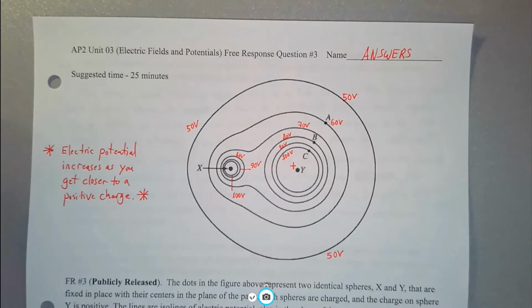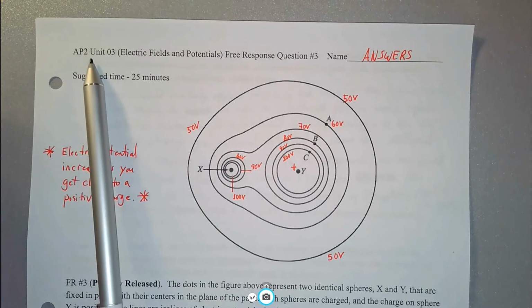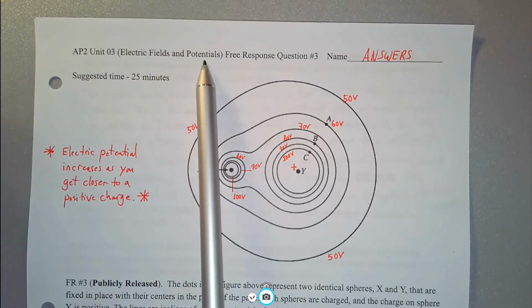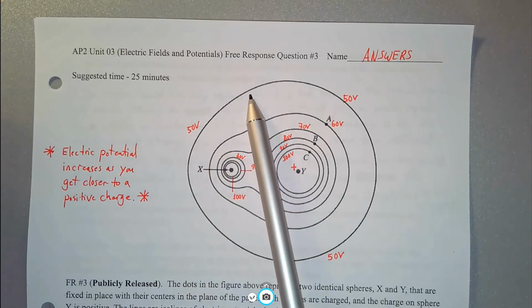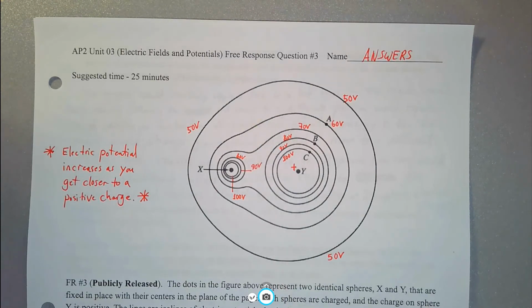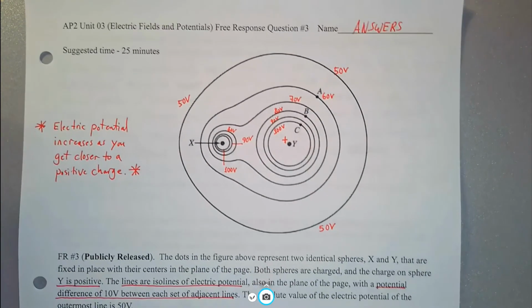In this video, we're going to look at a sample AP Physics 2 question dealing with Unit 3 material, dealing with electric fields, and specifically here, it's going to be focusing on electric potentials, or lines of equal electric potential, which are otherwise known as isolines. So this is a publicly released free response question.